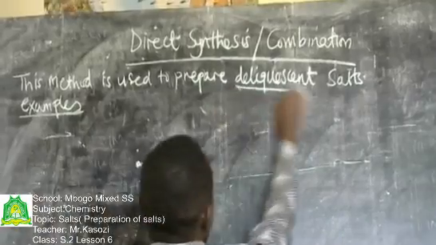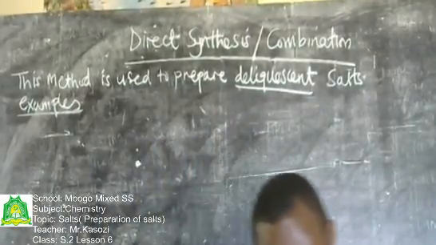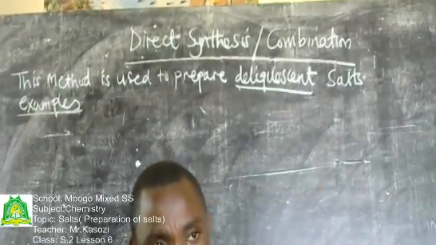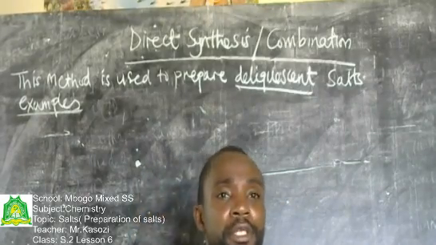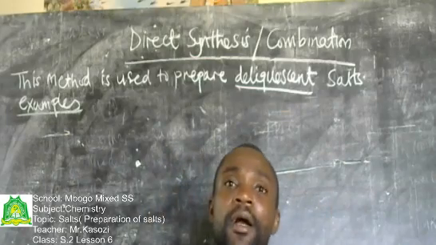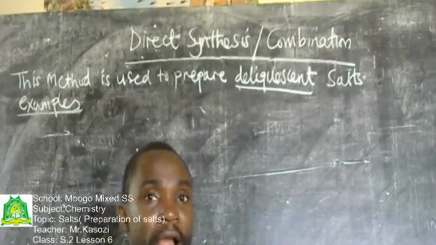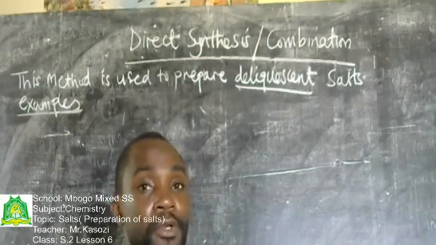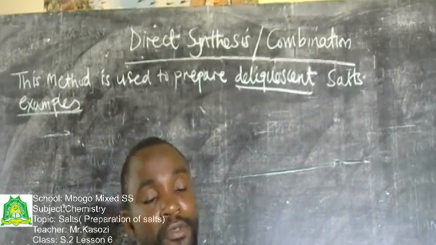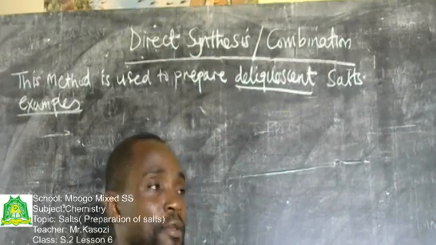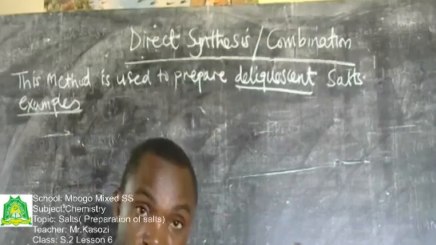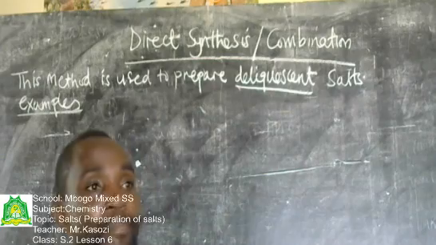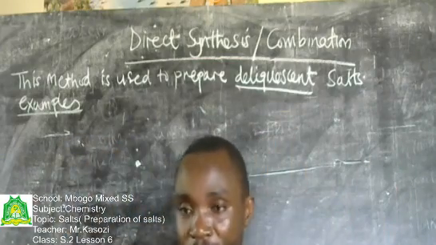Why do we say the deliquescent salts? Because these are salts which absorb water from the atmosphere, and after absorbing that water, they dissolve in the water to form solutions. So we cannot prepare them using crystallization method. Because in crystallization, we evaporate to near dryness or saturation point. Meaning that for those salts, they cannot exist as crystals. They would be in solution form. So for them to be prepared, we basically combine elements together.